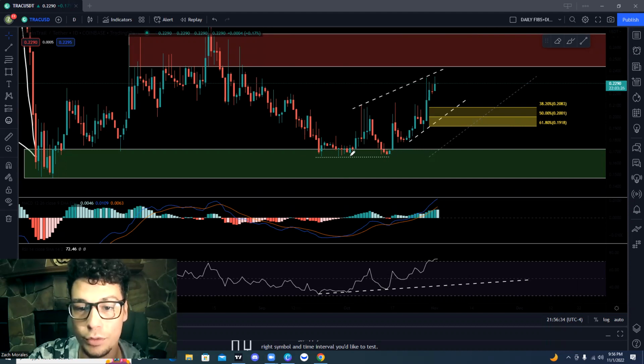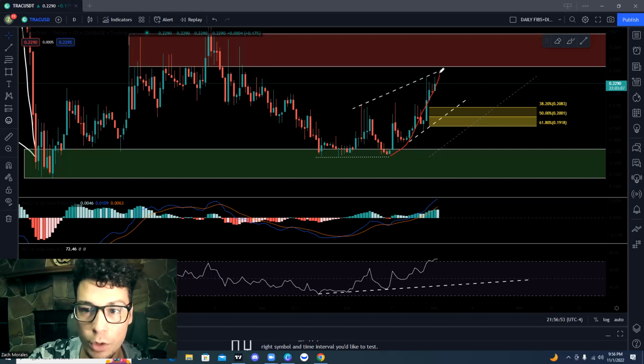So in doing so, what we've done is we've basically just taken the swing low over here, right? And we've connected it to the swing high right here. Now, nothing moves straight up or straight down. What it's going to do is it's going to retrace and continue the move, or it's going to break those retracement levels and try to reverse.